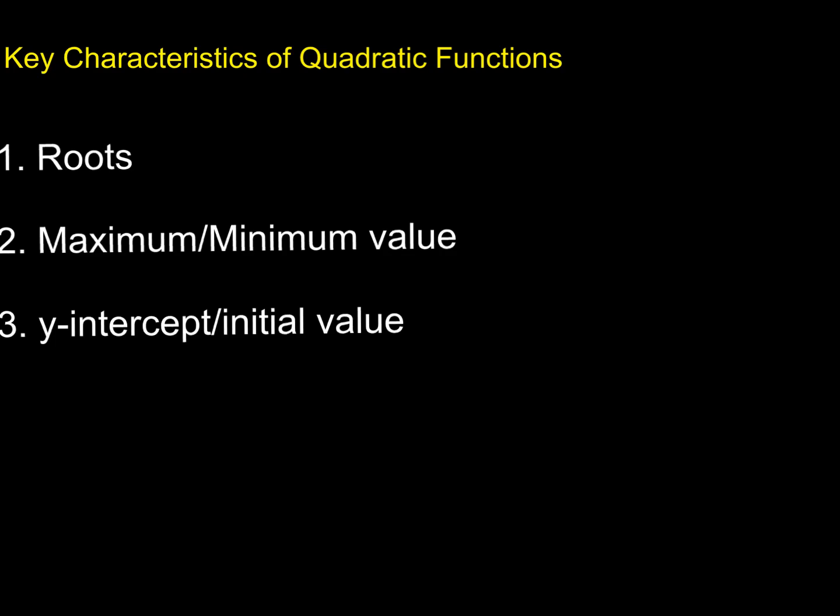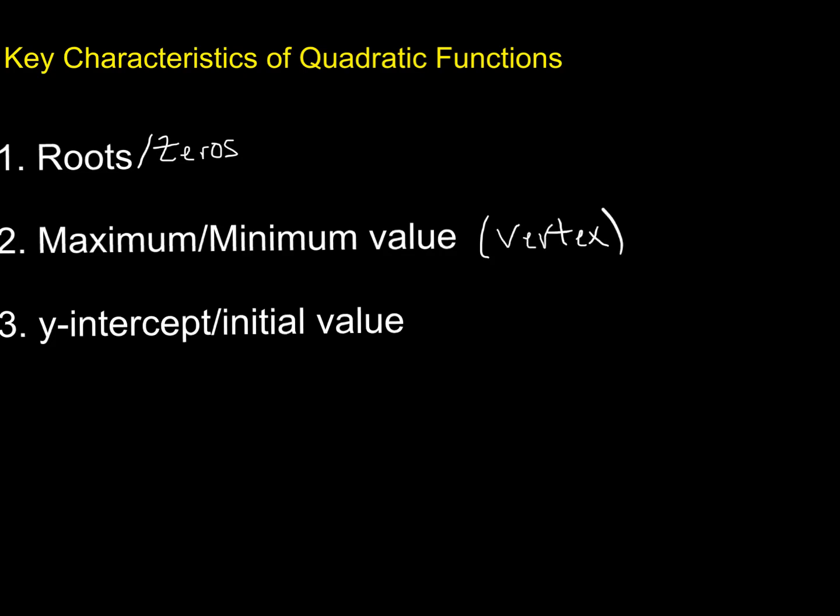All right, let's capture the key characteristics of quadratic functions. This will help us move quickly through these problems. And so the first is the roots, also known as the zeros. You remember that definition. I'm not going to go over it again. We can use the quadratic formula to find these after setting our function equal to 0. The next is the maximum or minimum values, and this is also known as the vertex.